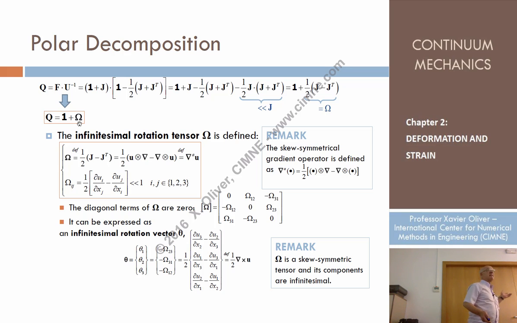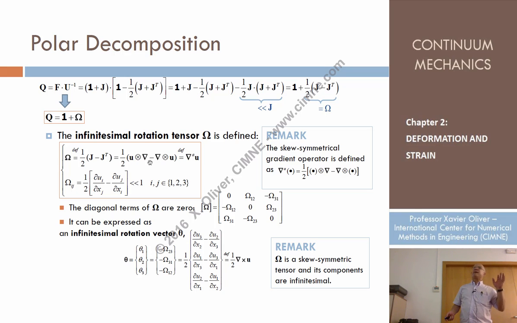The word rotation tells something, okay? So it can be proven that the rotation that appears in the general case can be expressed for the infinitesimal case as the identity plus this. Look, this tensor is defined as 1/2 of J, I recall it's the gradient of the displacement tensor, minus its transpose. So the expression is 1/2 of U times nabla minus nabla times U. By the way, in the future, that's something that we will use several times. It's called the skew symmetrical gradient, defined as U times nabla minus nabla times U.